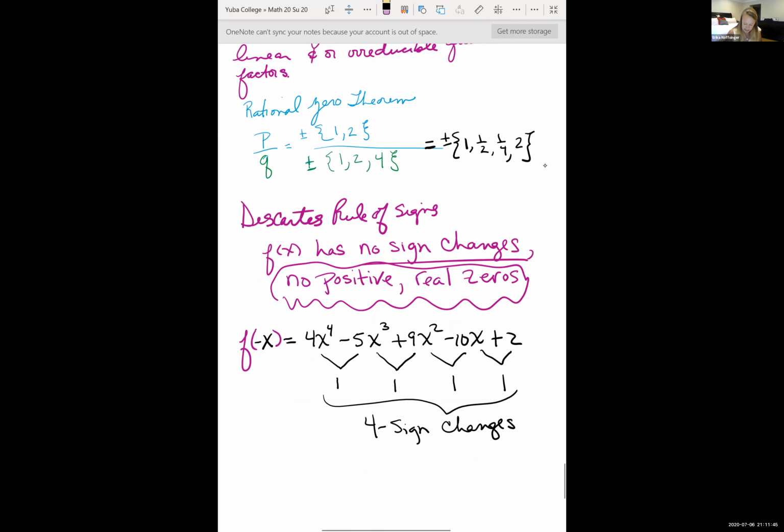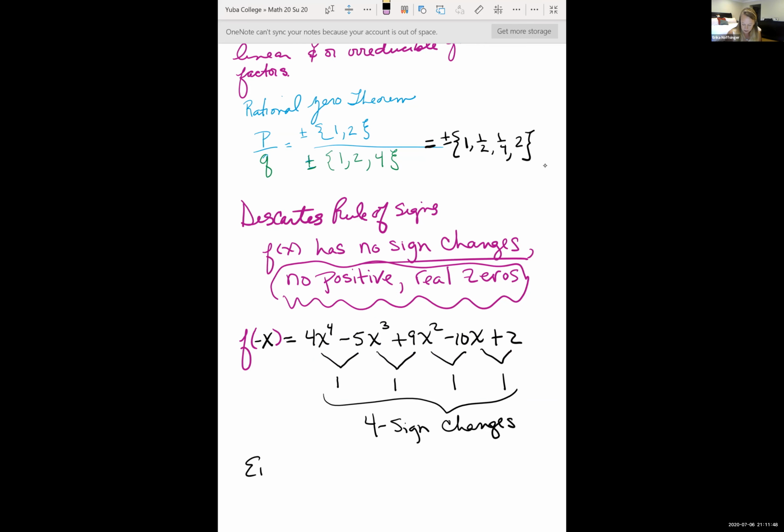So this tells me there's either 4, subtract that by an even number, 4 minus 2, which is 2. I just keep subtracting by 2 until I get down to 1 or 0. So 4 minus 2 is 2, 2 minus 2 is 0. I don't have to have negative numbers. Or 4 minus 2 is 2, 4 minus 4 is 0, stop. So there's either 4, 2, or 0 negative real zeros.